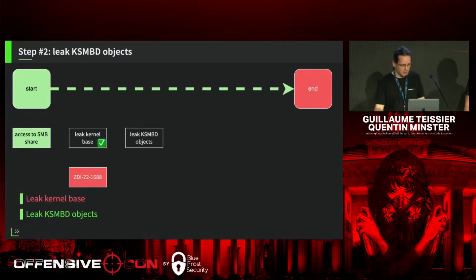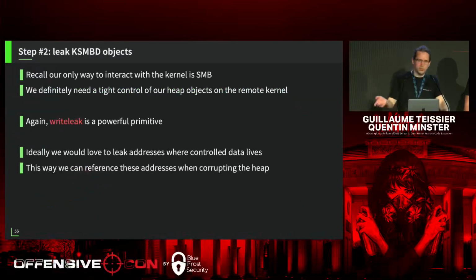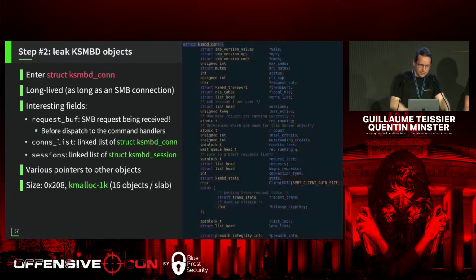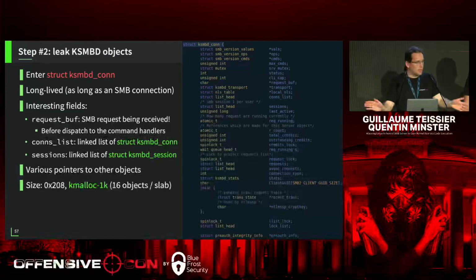Next, we're going to talk about leaking KSMBD objects. Basically, we're going to use write leak again, and we want to know the address of data that we control, so we can craft our ROP chain in kernel memory and reference it. To this end, we're going to be using ksmbd_conn. It's a structure in KSMBD that represents an SMB connection. So it lives in the kernel as long as the SMB connection is up. If we don't drop the connection, the ksmbd_conn object lives right there.